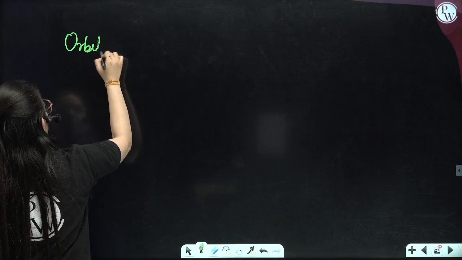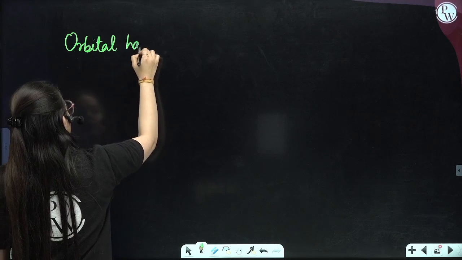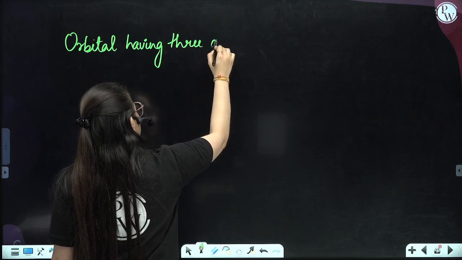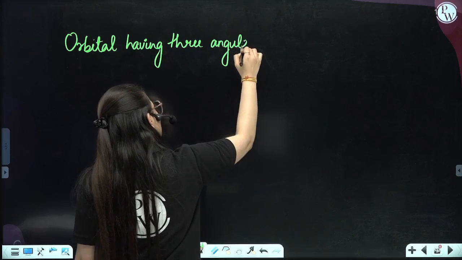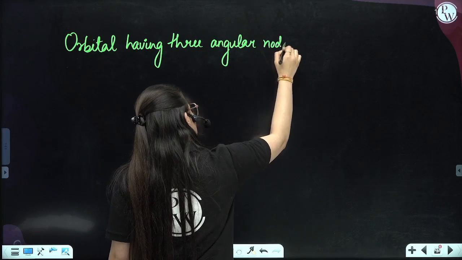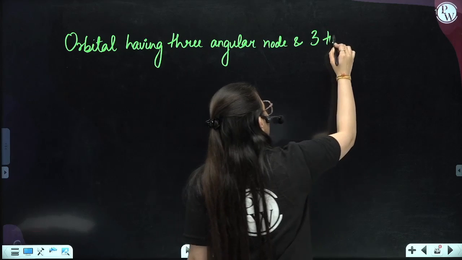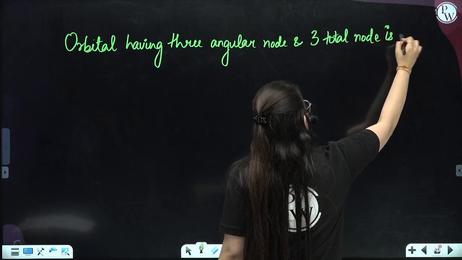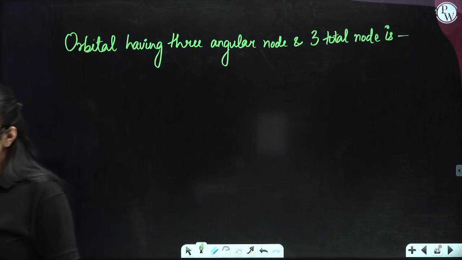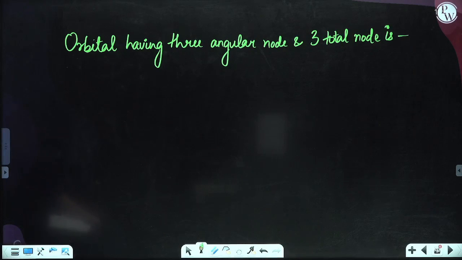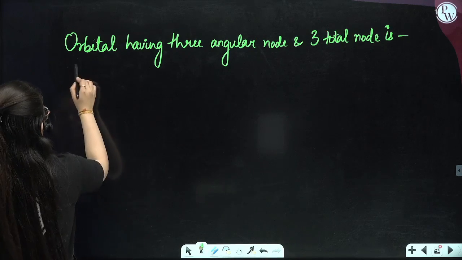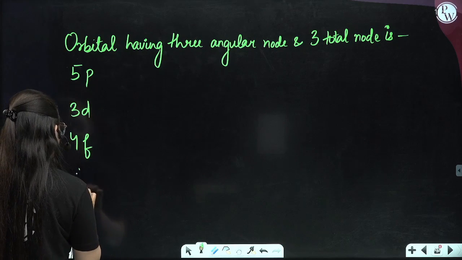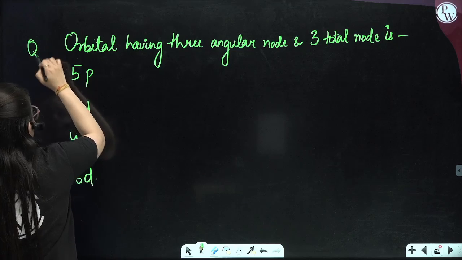Orbital having 3 angular node and 3 total node is. Okay, your options are 5p, 3d, 4f and 6d. This is also one question based upon the nodes.